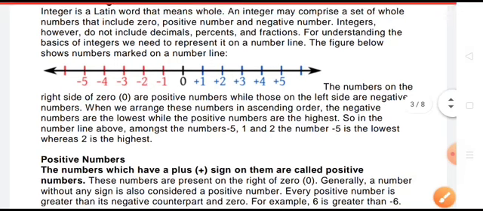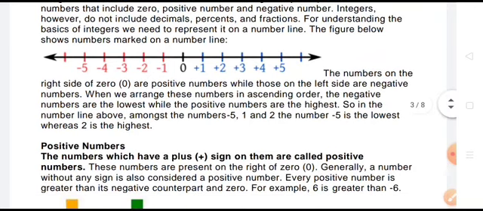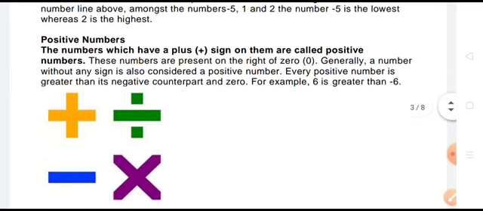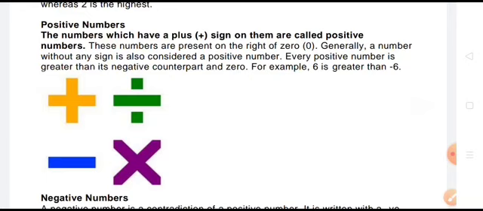Now this is a number line, and it includes all numbers: 0, positive, negative, and whole numbers. The numbers on the right side of 0 are positive integers. Positive integers on a number line are always on the right side, and the negative numbers are always on the left side. Now we read about positive numbers. The numbers which have a plus sign on them are called positive numbers. These numbers are present on the right of 0.